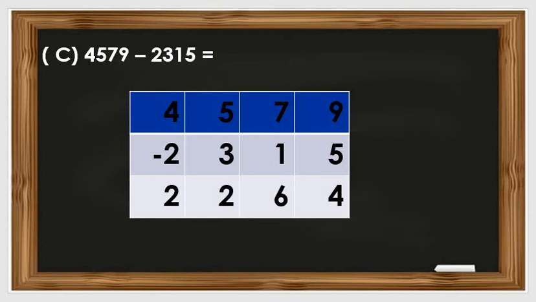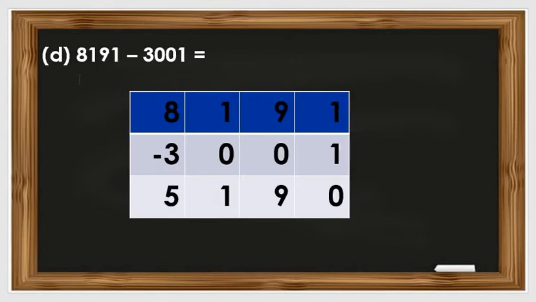Now I hope you understood better, all students. Now I am going to teach you a new sum. Question number D is what? 8,191 minus 3,001.